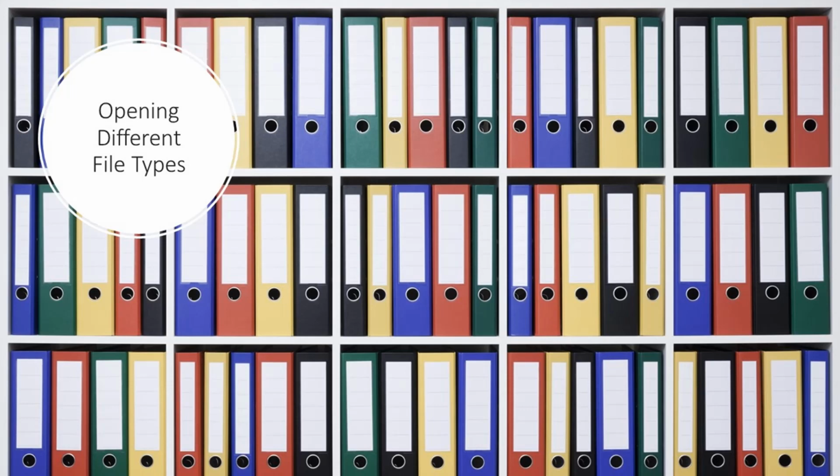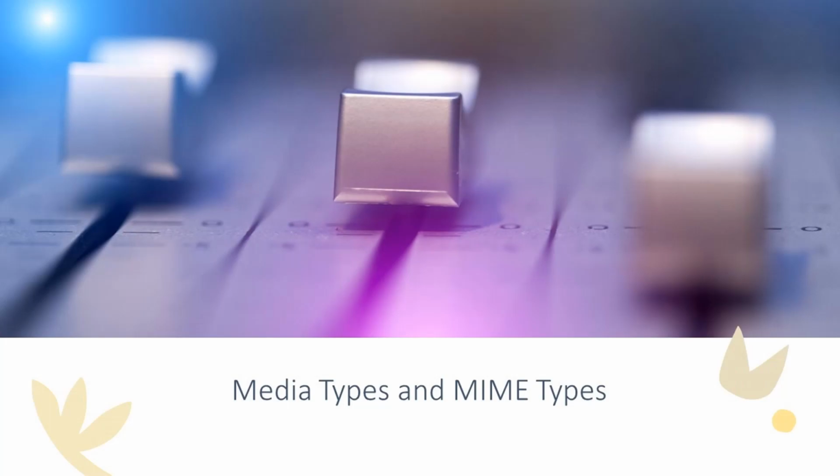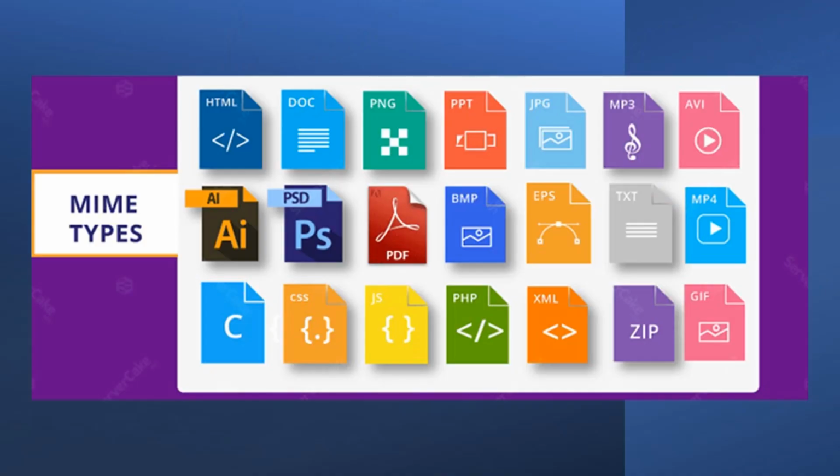Different file types require different programs to open and view them. For instance, a Microsoft Word document with a .docx or .doc extension can be opened with Microsoft Word, while an image file with a .jpg extension can be viewed with an image viewer or editing software like Photos or Snagit or whatever. Web browsers also use media types, also known as MIME types, to determine how to display files on the web. Media types are identified by a string of characters that describe the type of data in a file. For example, text/plain represents plain text files, and image/jpeg represents JPEG image files.